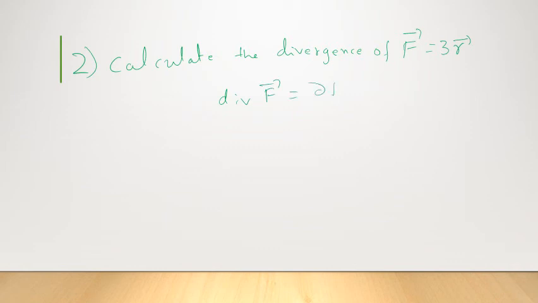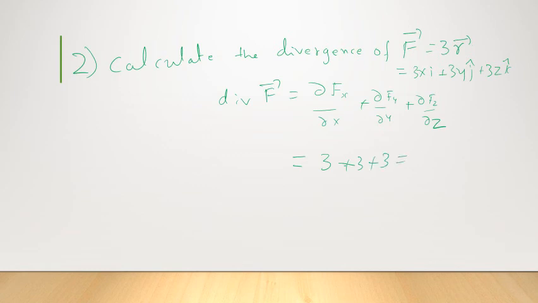This vector can also be written as 3x i plus 3y j plus 3z k. Therefore, dou Fx by dou x, dou Fy by dou y, dou Fz by dou z is equal to 3 plus 3 plus 3, which is 9.